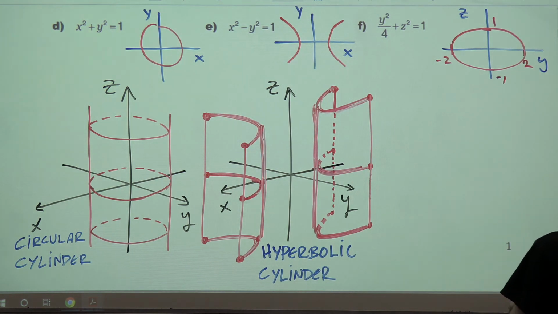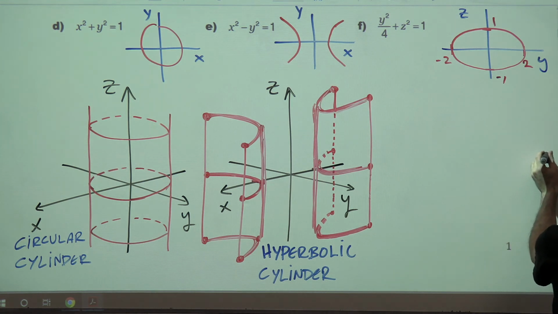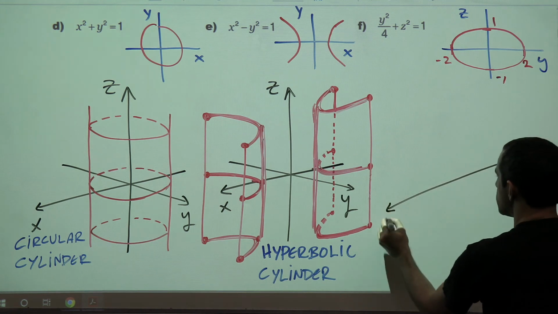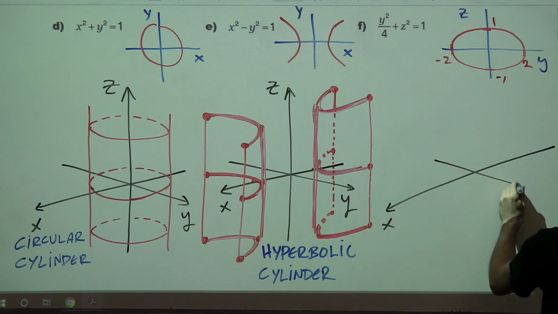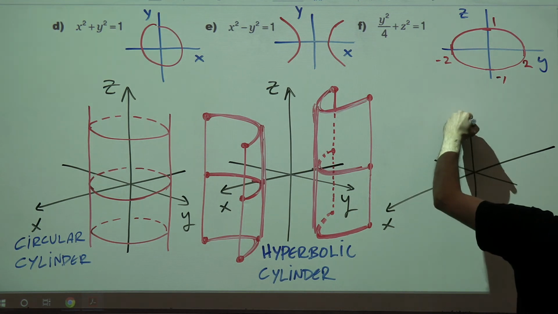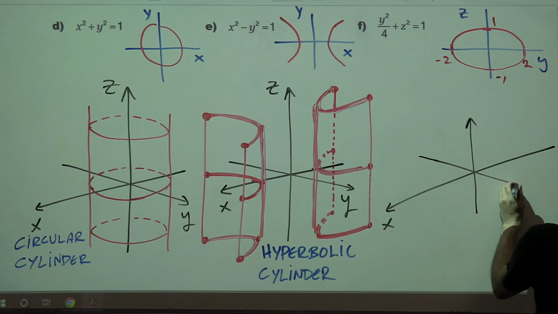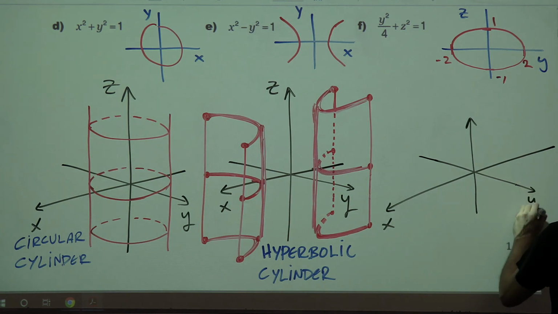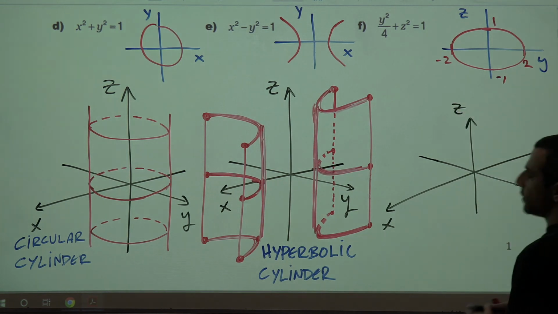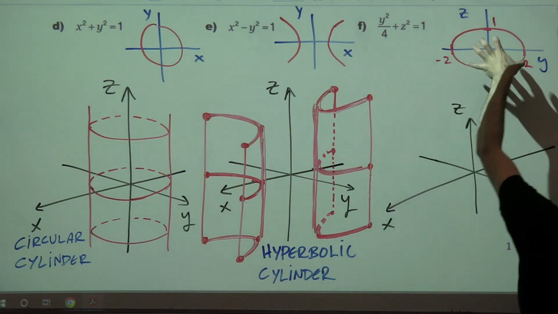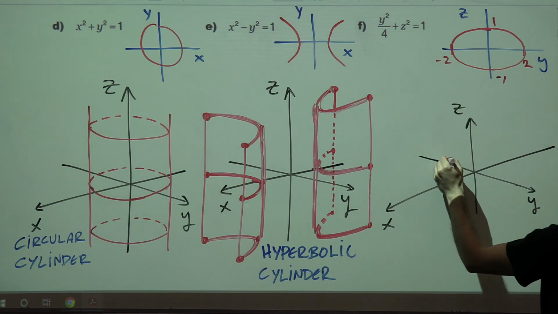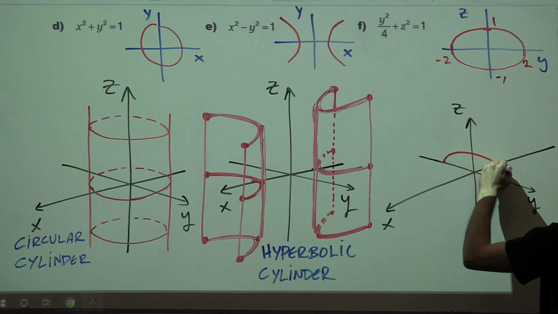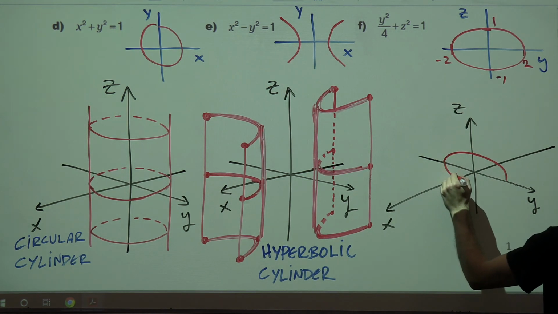So let me go ahead and draw the coordinate axes. I'm going to make my x-axis pretty long because this is supposed to be a cylinder running in the x direction. And then I'm going to make my y and z-axis a little bit shorter. So the first thing I'm going to do is draw this elliptical curve in the yz plane. So we cross the y-axis at 2 and negative 2, and the z-axis at 1 and negative 1.